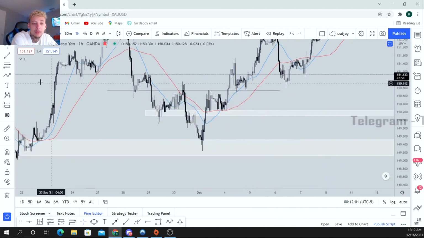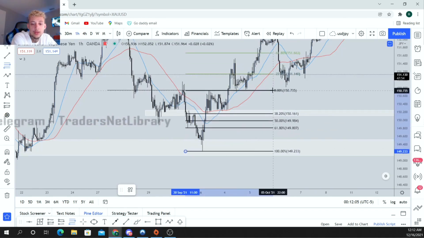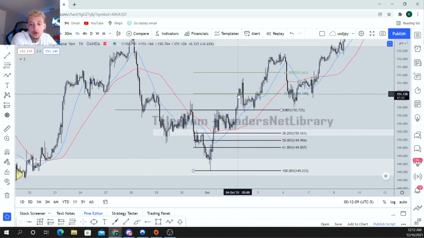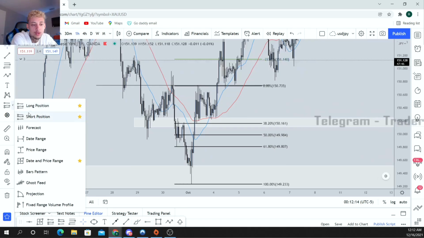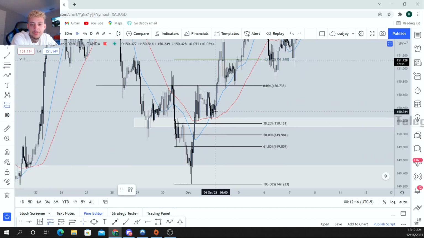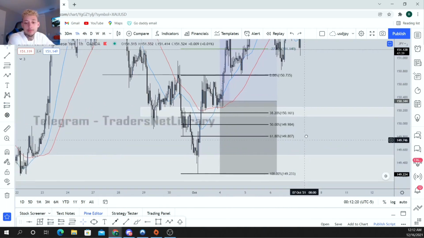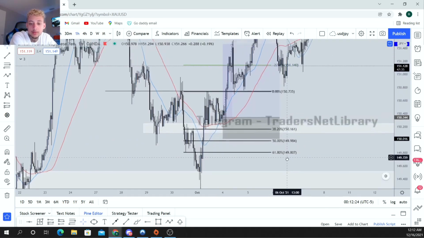It's going to take a lot more time to actually play out. What you could have done instead is point A, point B, right? Since this is a 38.20 rejection, you could have just looked to target this -27 extension level. I believe our entry was somewhere along this area right here, right? Let me undo that. Stop loss goes under support around the 50%.